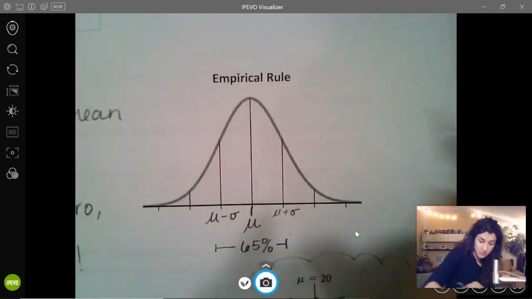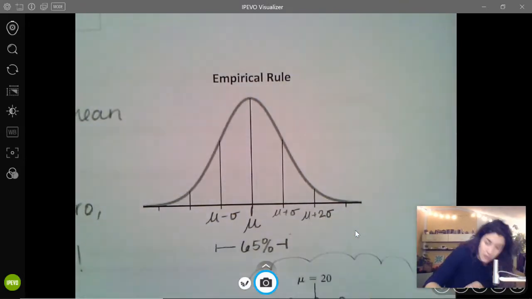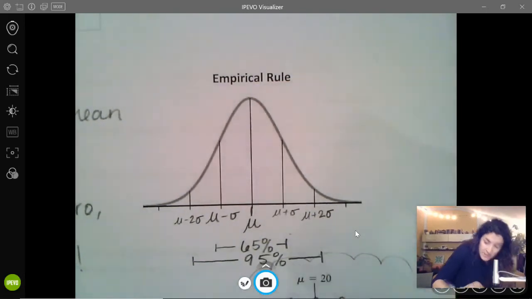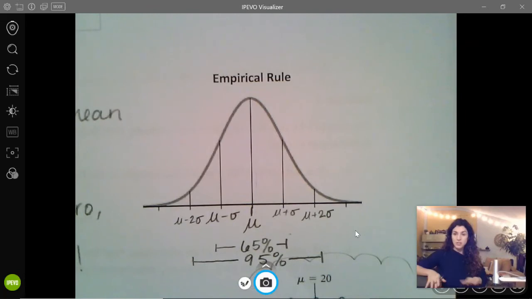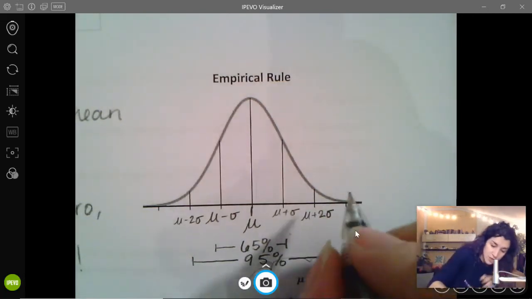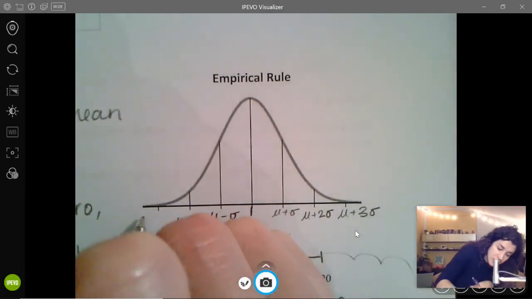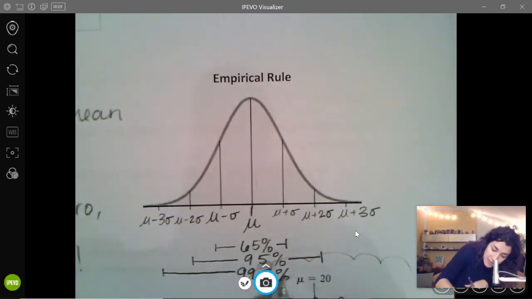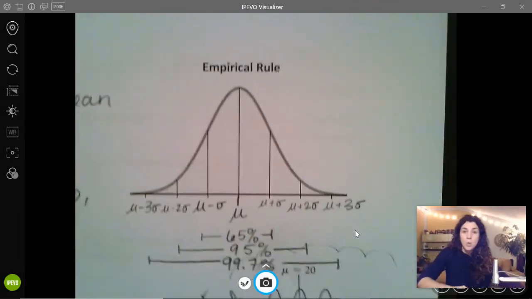When you go another standard deviation away, so mu plus 2 standard deviations or mu minus 2 standard deviations, you're then talking about 95% of your data. 95% of your data is within 2 standard deviations, always. It's an approximation, it's always around that. If it's normally distributed, it's a great approximation of your percentages within the mean. The last thing we're going to talk about is the third standard deviation. So this is mu plus 3 standard deviations, and this is mu minus 3 standard deviations. That represents 99.7% of your data.